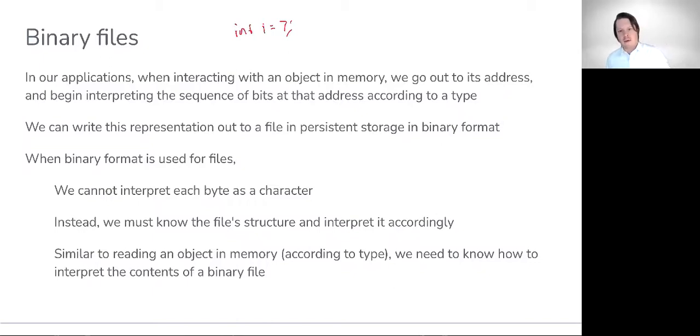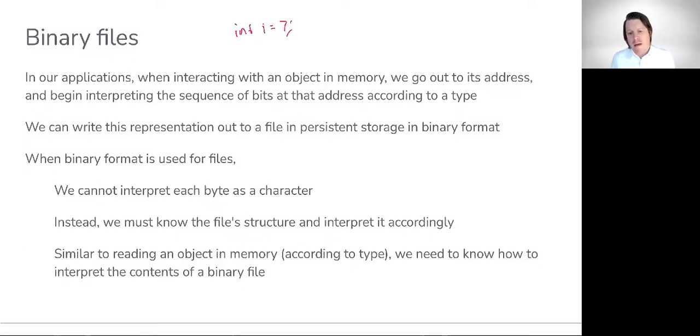We could go out to that memory. We could rewrite something over that if we wanted to assign i the value of 11. What we're going to see here is that we can write this same representation as in memory in our application out to a file in persistent storage in binary format.